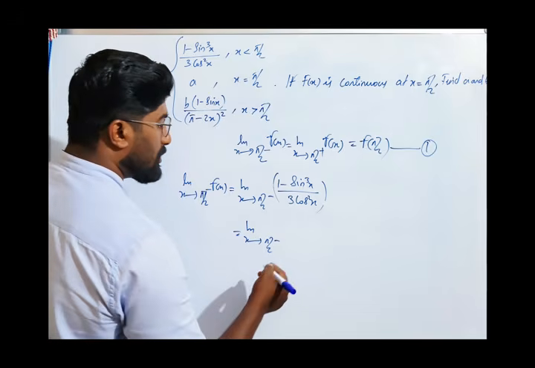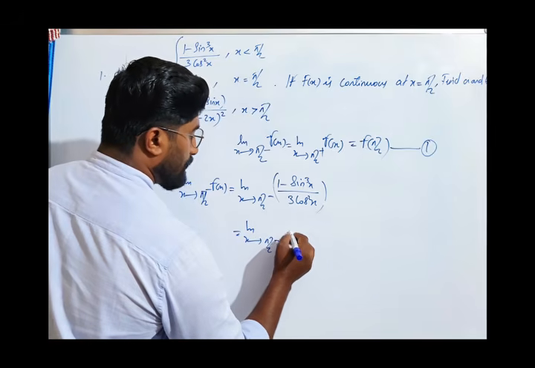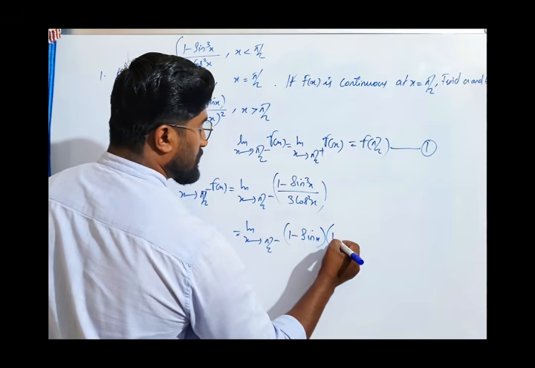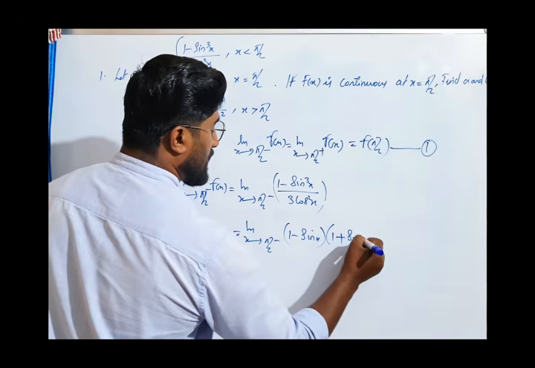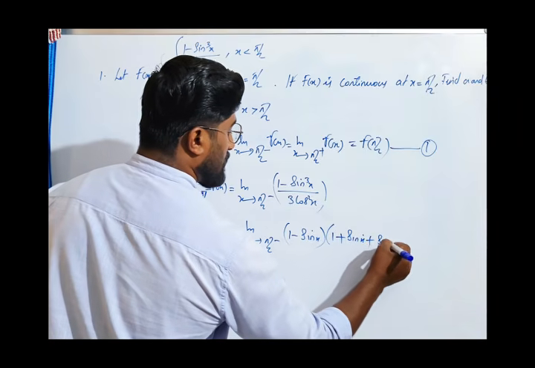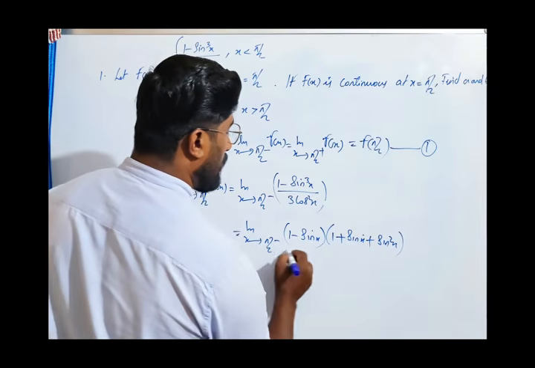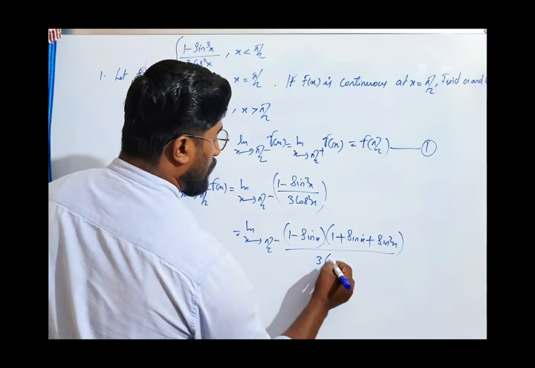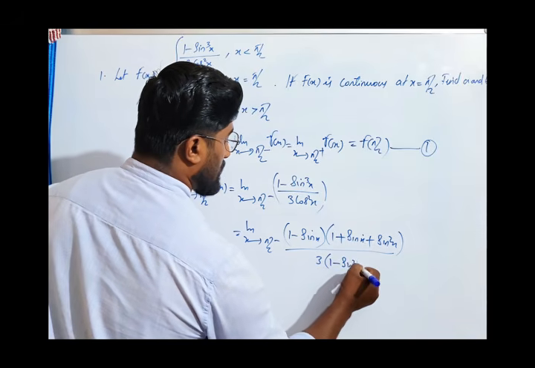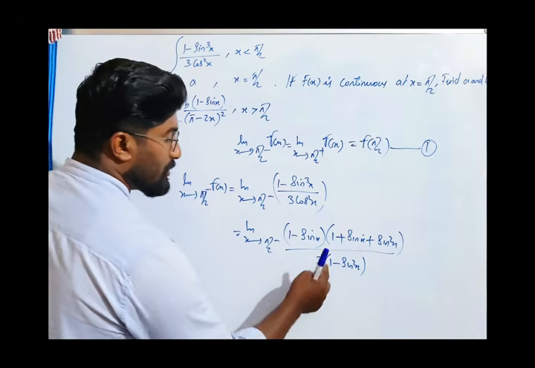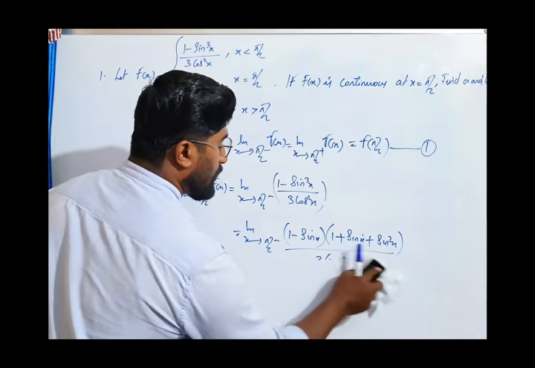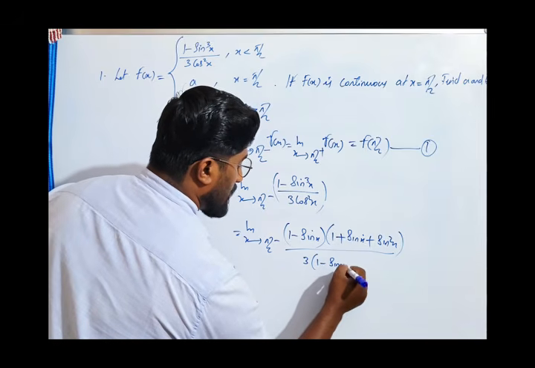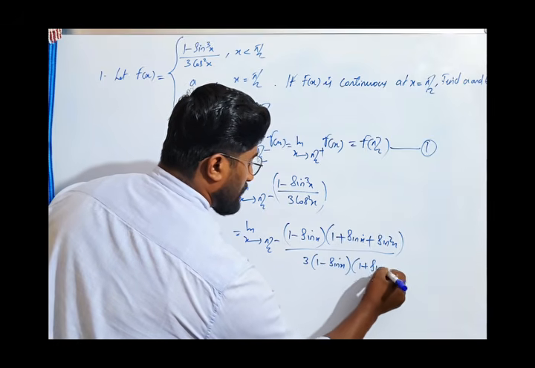a cube minus b cube, that is (a minus b) into (a square plus ab plus b square), that is (1 minus sine x) into (1 square plus 1 into sine x plus sine square x), all divided by 3 into cos square x, which you can write as 1 minus sine square x. Again, 1 minus sine square x can be written as (1 minus sine x) into (1 plus sine x).